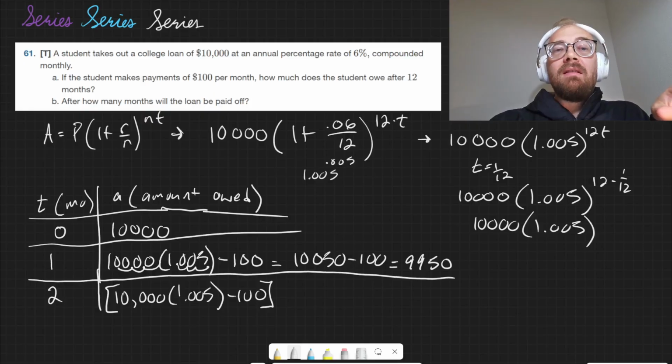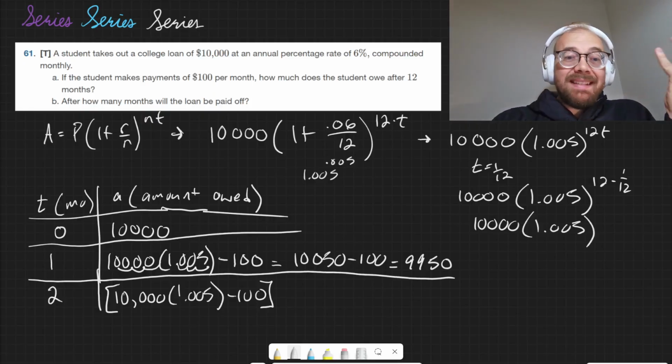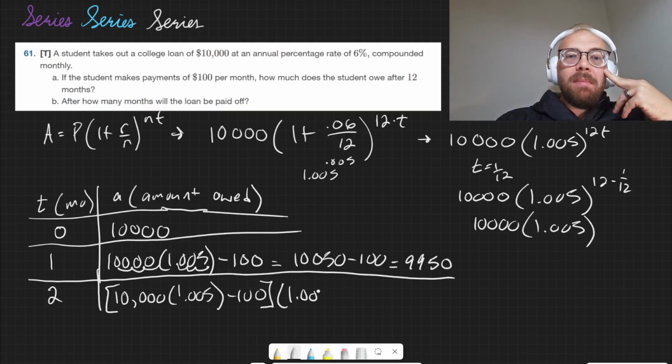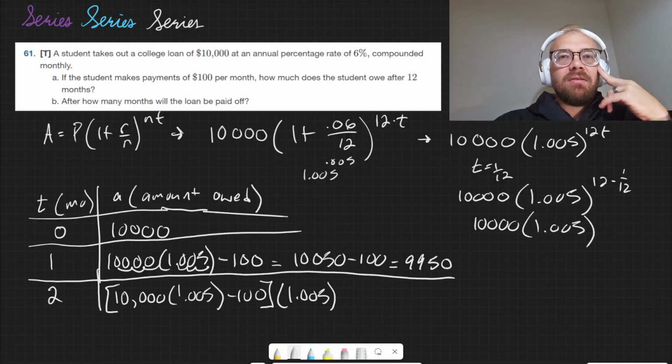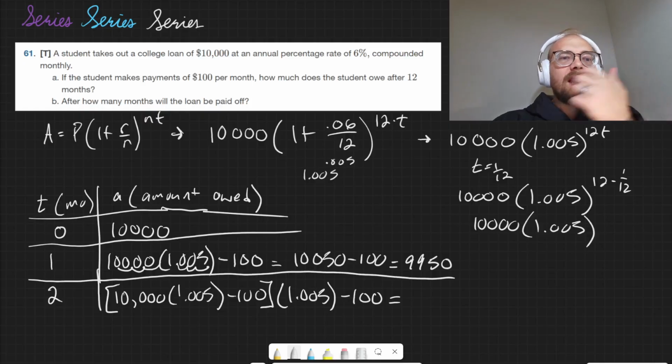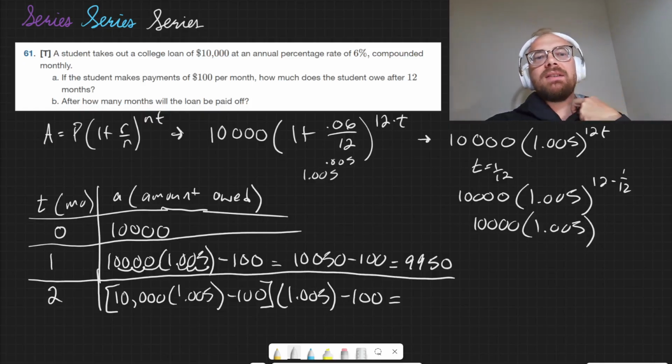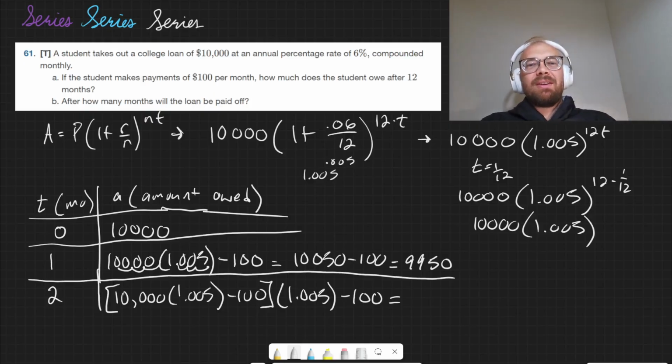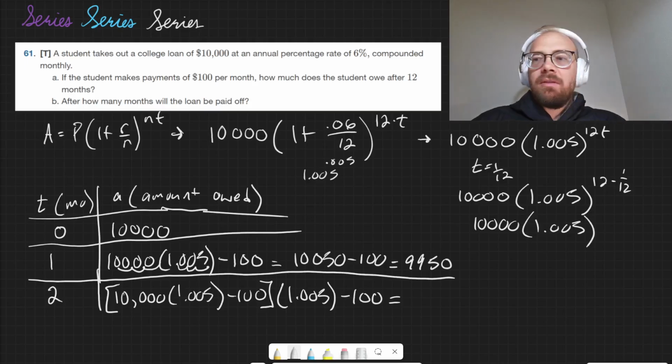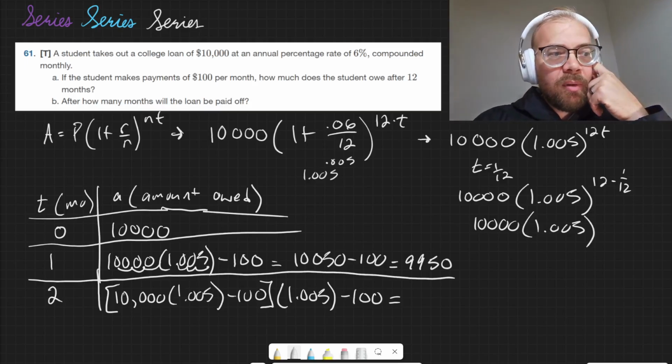And then next month, what happens is you have that compounding because of that 6% rate compounded monthly. And then you're going to make a payment by the end of the month. Okay, so then what does that come out to be? Well, that comes out to be 10,000 times 1.005 minus 100 times 1.005 minus 100. And let's see, so that's 9950 times 1.005 minus 100, and that comes out to 9899.75.